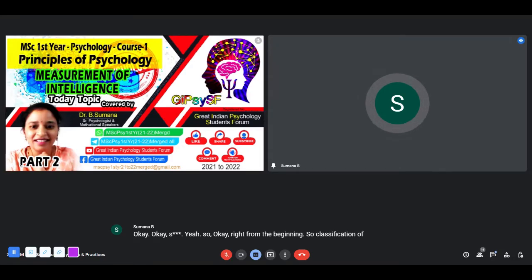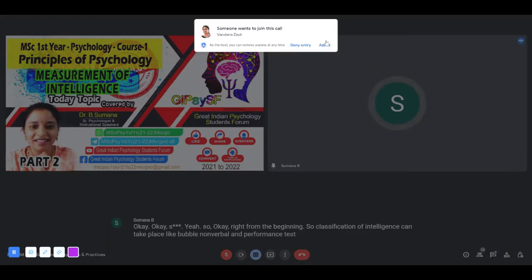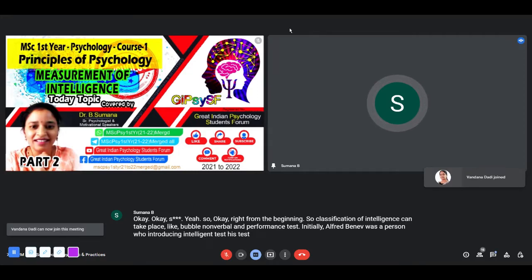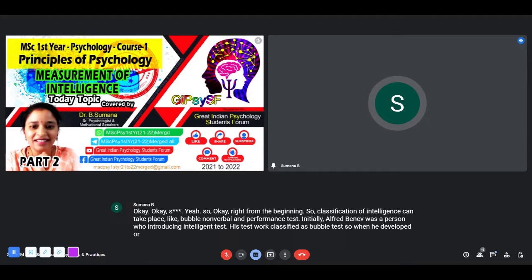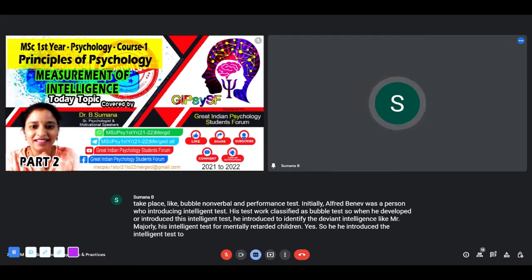So, classification of intelligence tests can take place as verbal, non-verbal, and performance tests. Initially, Alfred Binet was the person who introduced the intelligence test. His tests were classified as verbal tests. When he introduced this intelligence test, it was to identify deviant intelligence like mental retardation, majorly for mentally retarded children, to find out at which level of mental retardation they are.